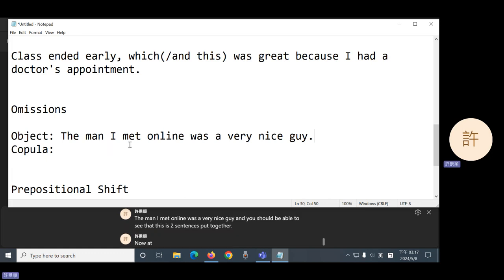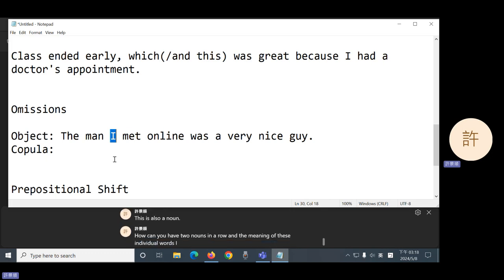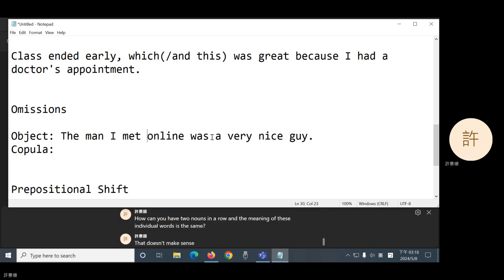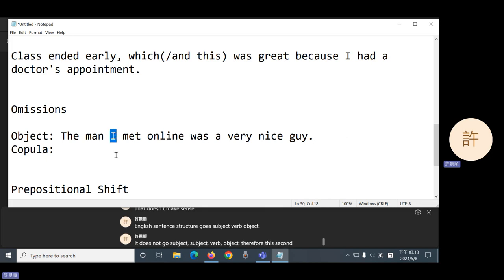Now, some people have trouble seeing that this is two sentences put together. Let me tell you the key. This is a noun. This is also a noun. How can you have two nouns in a row and the meaning of these individual words is the same? That doesn't make sense. English sentence structure goes subject, verb, object. It does not go subject, subject, verb, object. Therefore, this second noun must be the beginning of a different sentence.